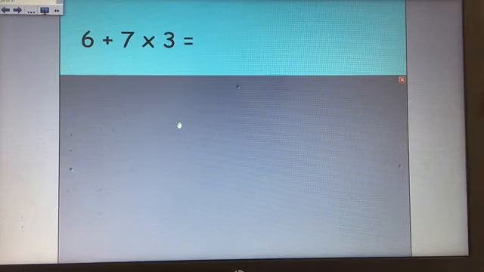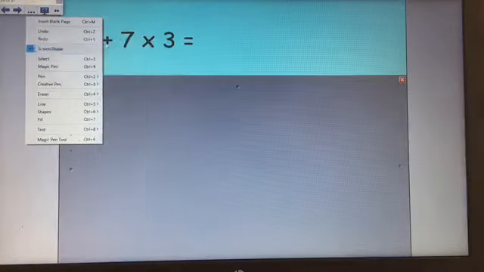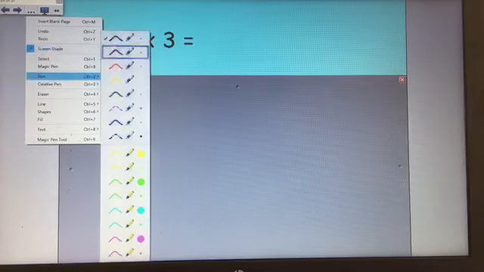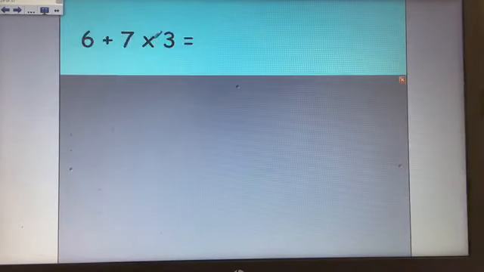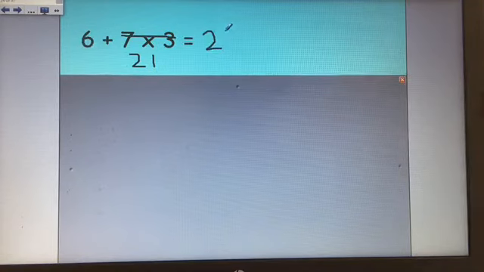So let's have a look at this first one. 6 add 7 times 3. Because that's a multiply, you do that before you add the 6. I like to write it underneath, it just reminds me. So I do the 7 times 3. You can even cross it out if it helps. And then you can just do 6 add 21, which makes 27.